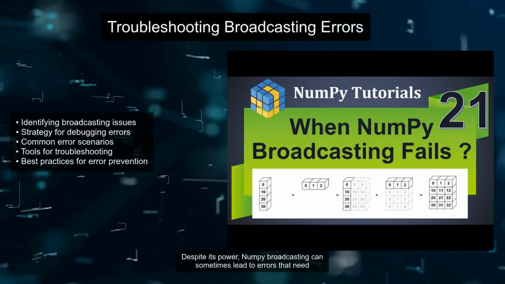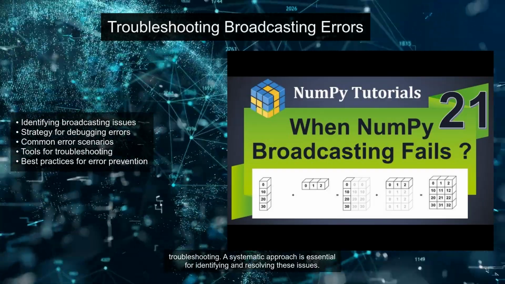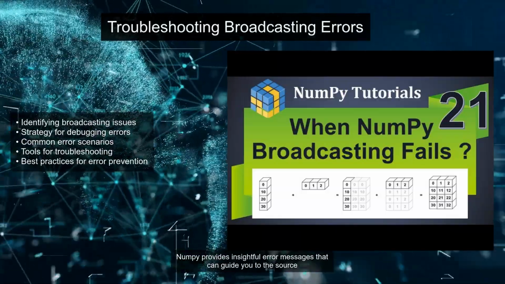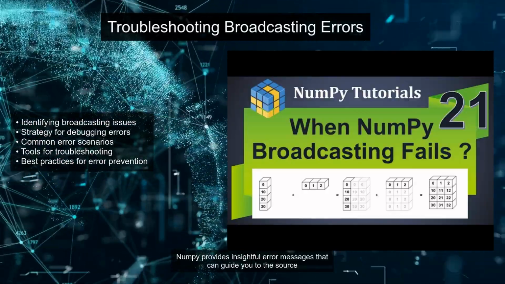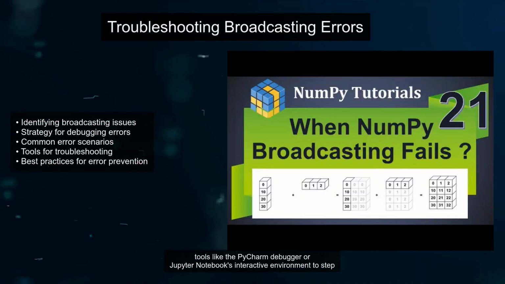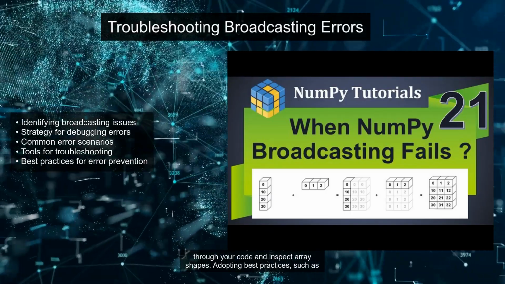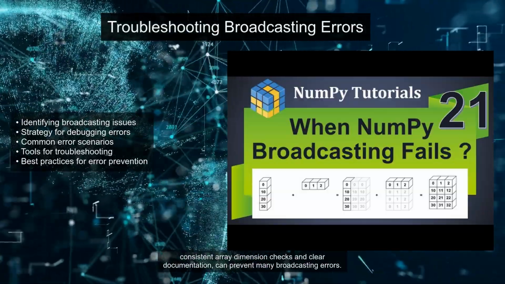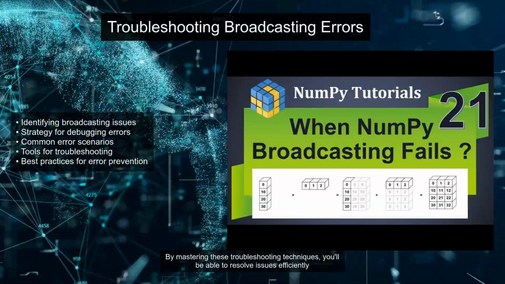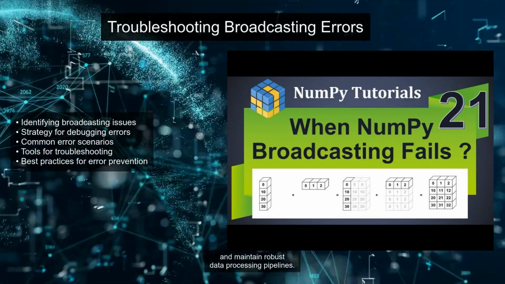Despite its power, Numpy Broadcasting can sometimes lead to errors that need troubleshooting. A systematic approach is essential for identifying and resolving these issues. Begin by examining error messages to understand the nature of the problem. Numpy provides insightful error messages that can guide you to the source of the issue. Common scenarios include mismatched dimensions or unintended broadcasts. Utilize tools like the PyCharm debugger or Jupyter Notebook's interactive environment to step through your code and inspect array shapes. Adopting best practices, such as consistent array dimension checks and clear documentation, can prevent many broadcasting errors. By mastering these troubleshooting techniques, you'll be able to resolve issues efficiently and maintain robust data processing pipelines.